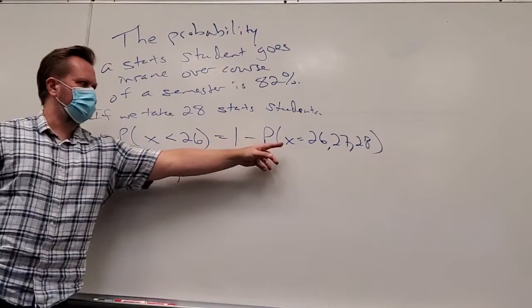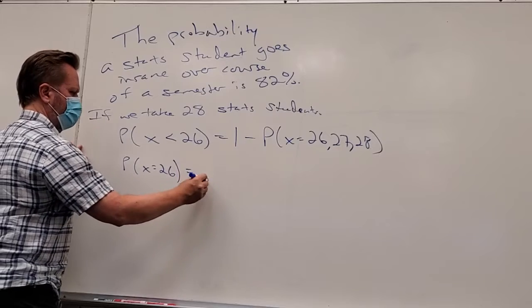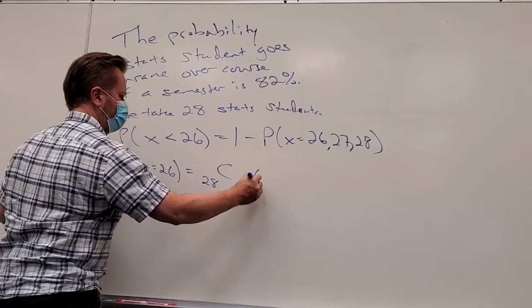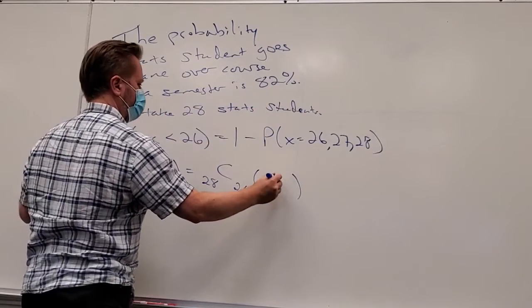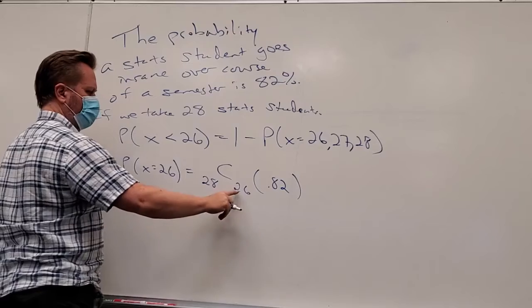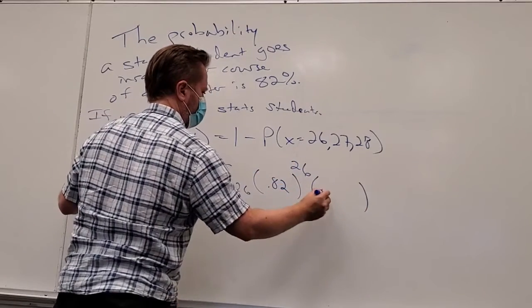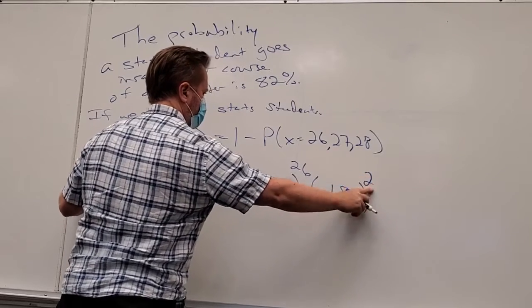So what is this piece of this? How do I set this formula up? 28 choose 26. P is 0.82, to the power of 26. Yeah, you want 26 successes. What's the probability of failure? 0.18 to the power of 2. Yes, the other 2 people.